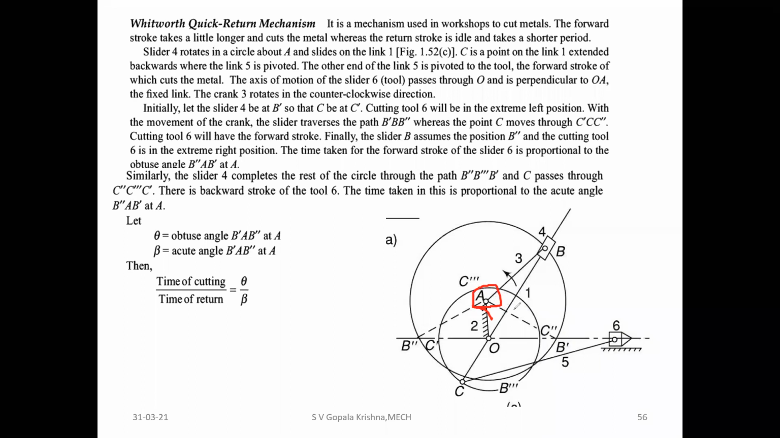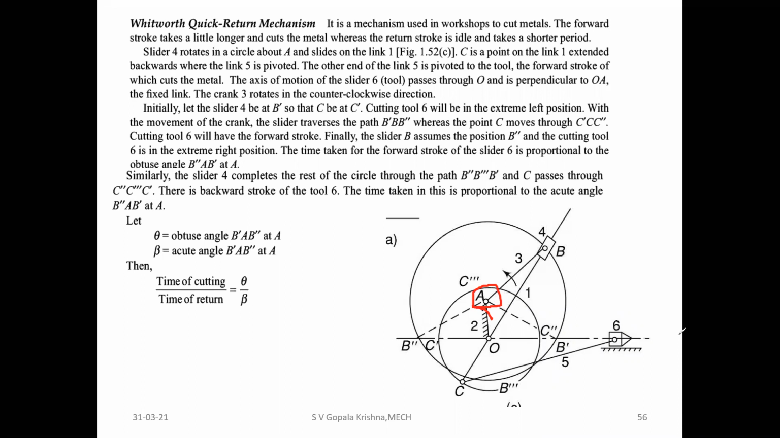Cutting stroke is always mostly higher than the return stroke. Why? Because the cutting portion is also moving on. That means the distance is similar. What is the displacement of the ram? That displacement is the same, but in the cutting stroke, when it is cutting the material, it goes on slowly.